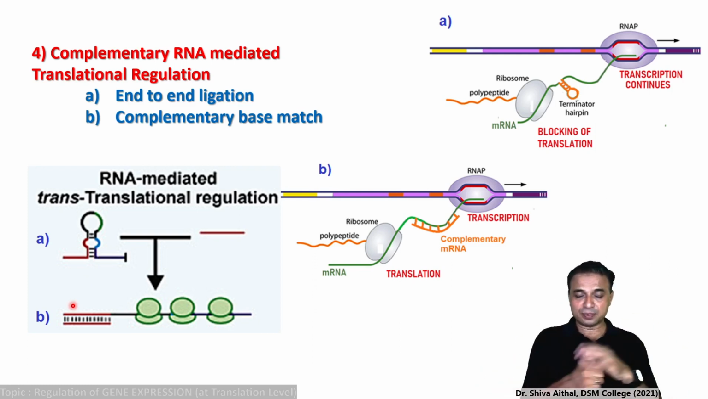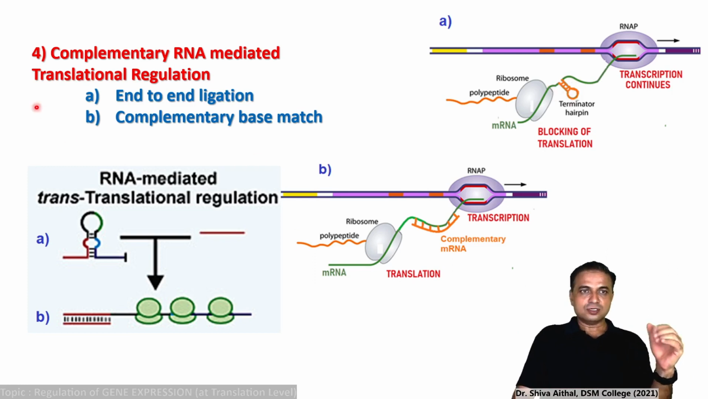It may be already present as a part of evolution. So I am not going to discuss that. Here you have to understand there are small mRNAs which by two mechanisms can block the movement of the ribosome, can block translation. One is end-to-end ligation, another is complementary base match.